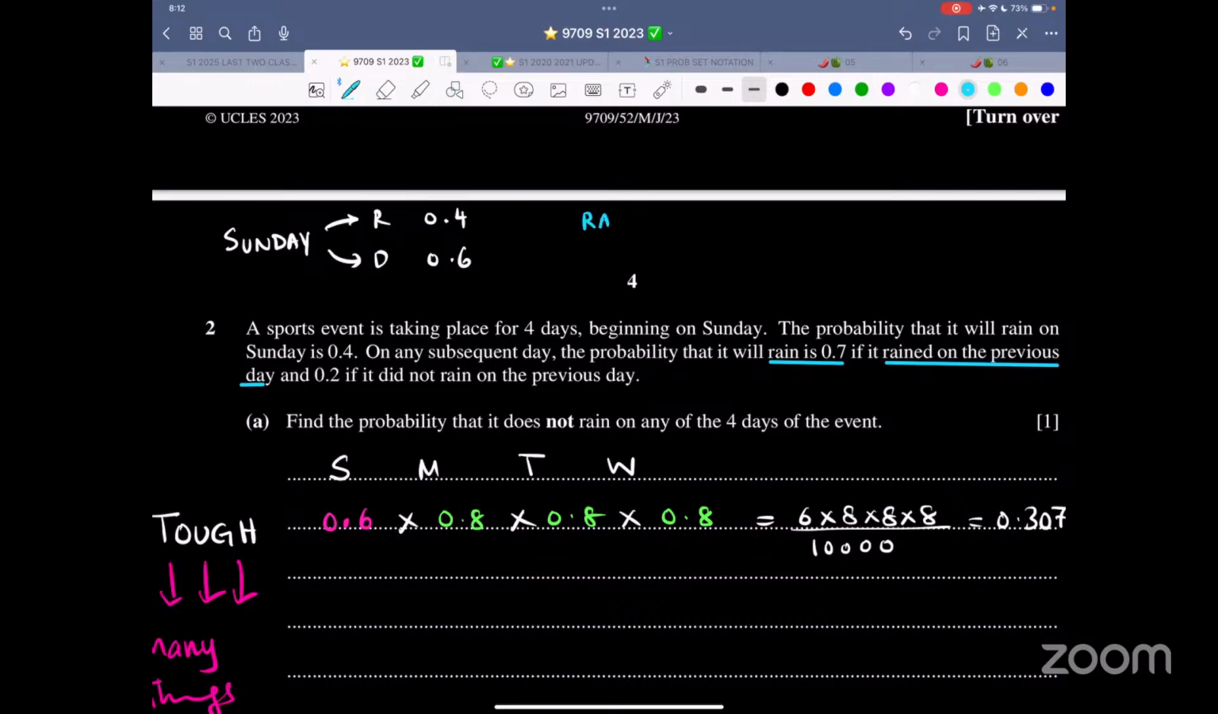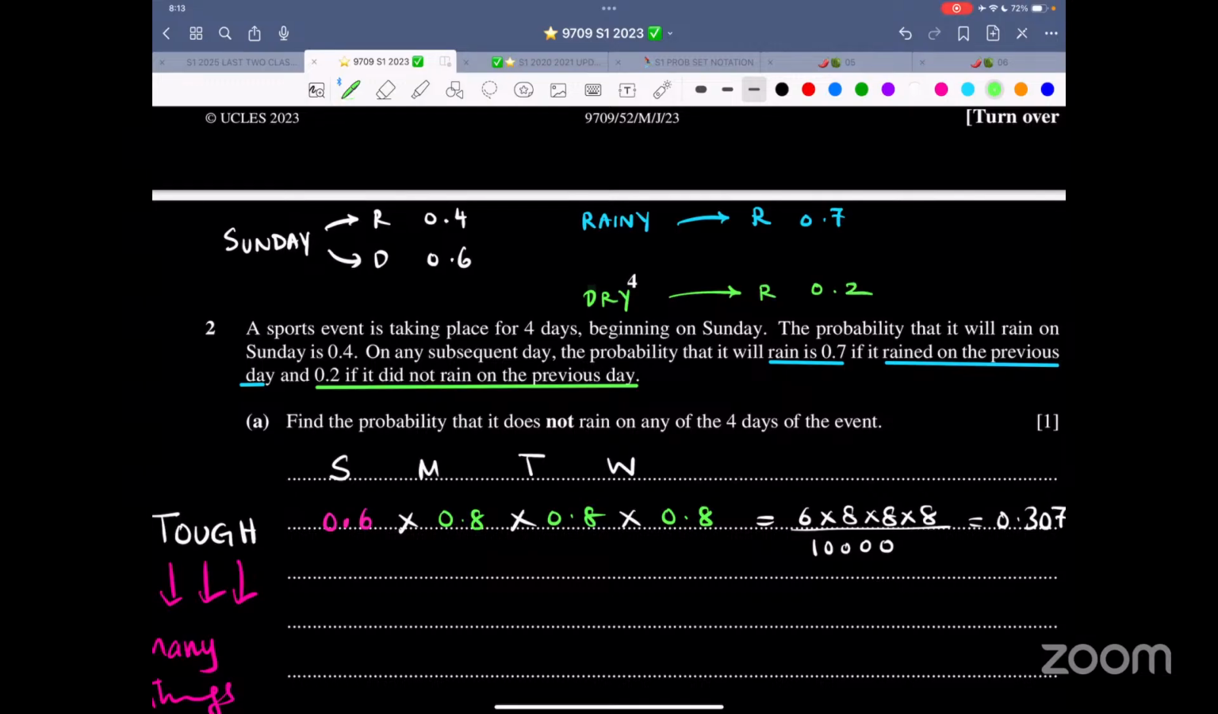If it was rainy, then rain again is 0.7. Just focus on this. Naturally, dry will be 0.3, but just focus on the rainy thing. And 0.2 if it did not rain on the previous day. And dry, so let me just go back. If it's a dry day, the probability of rain is 0.2. So dry and then rainy, that is 0.2.